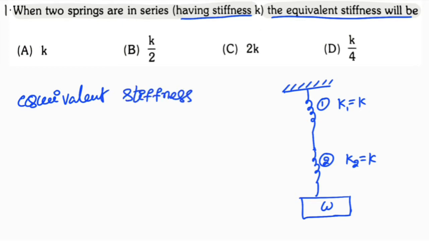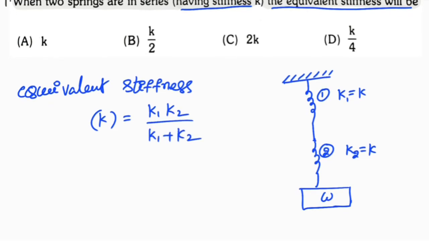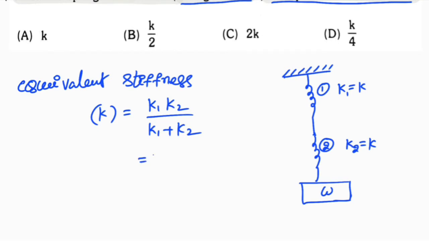for the series arrangement, the equivalent stiffness K equal to K1 K2 by K1 plus K2. Here K1 is K, K2 is K, divided by K plus K. It is equal to K square by 2K. One K is cancelled. Finally it is K by 2.